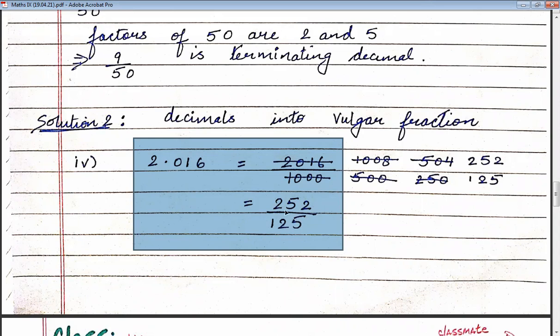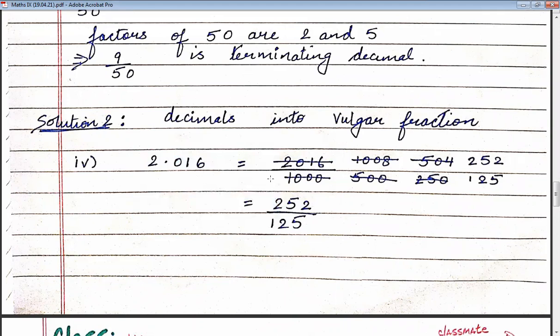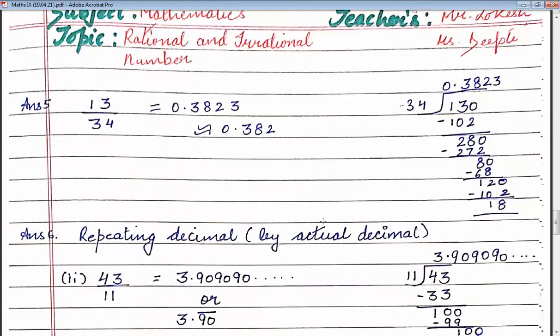So I guess you know what vulgar fractions are. Vulgar fractions are common fractions in which the denominator is not a power of 10. Okay, so now 2.016 is equal to 252 upon 125. Now children, let's have a look at another one. Now it is question number 5, 13 upon 34. The question says that you have to convert this fraction into decimal up to 3 decimal places.